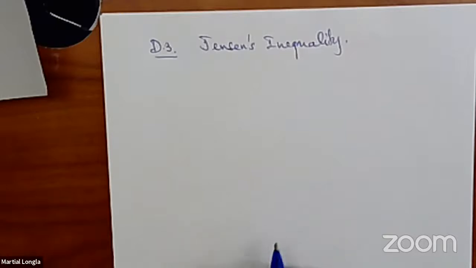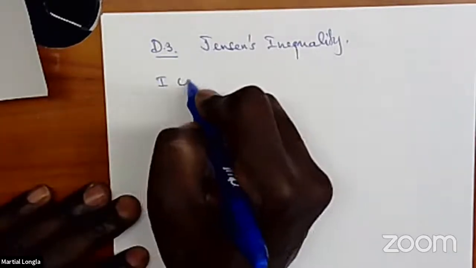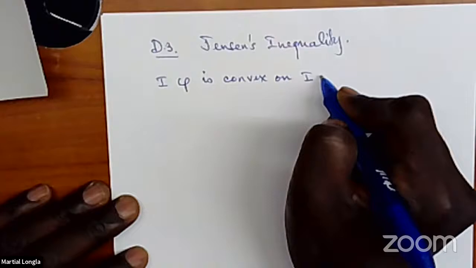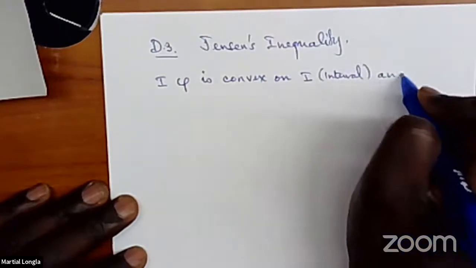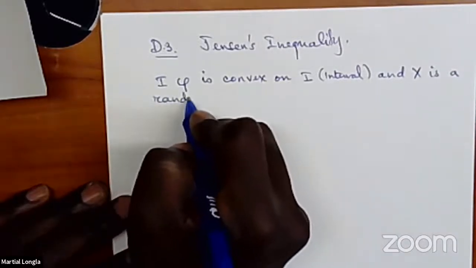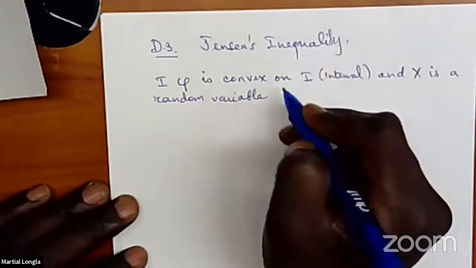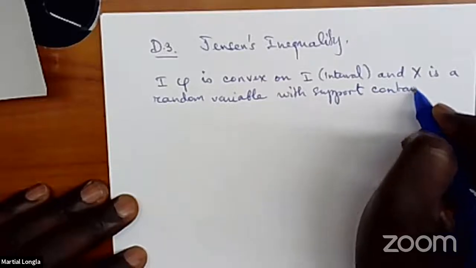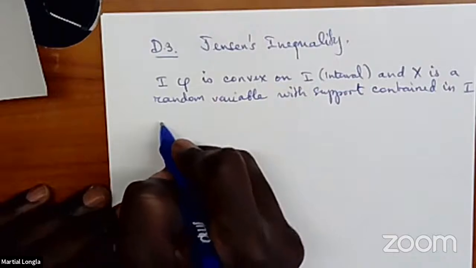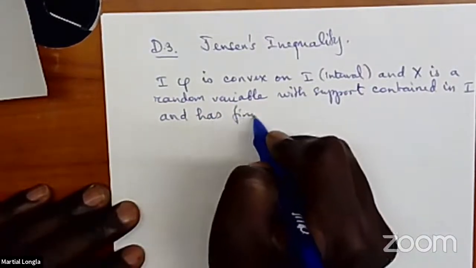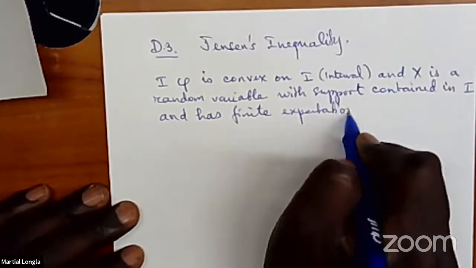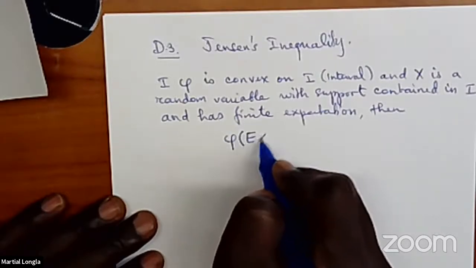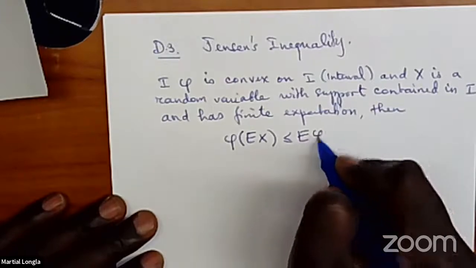So, Jensen's inequality claims the following. If phi is convex on I, which is an interval, and X is a random variable with support contained in I and has finite expectation, then, this is a very funny guy, phi of expected value of X is less than or equal to expected value of phi of X.